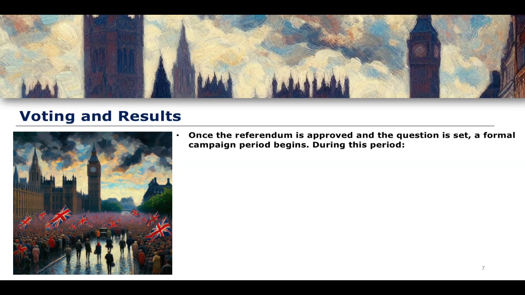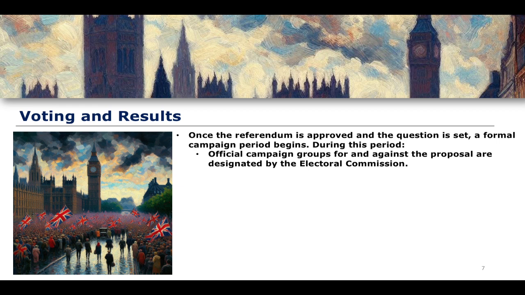At this point, once the referendum is approved and the question is set, a formal campaign period will begin. During this period, official campaigning groups for and against the proposal are designated by the Electoral Commission. The Electoral Commission actually designates, as noted here, the groups themselves, even though they may be splinter groups.